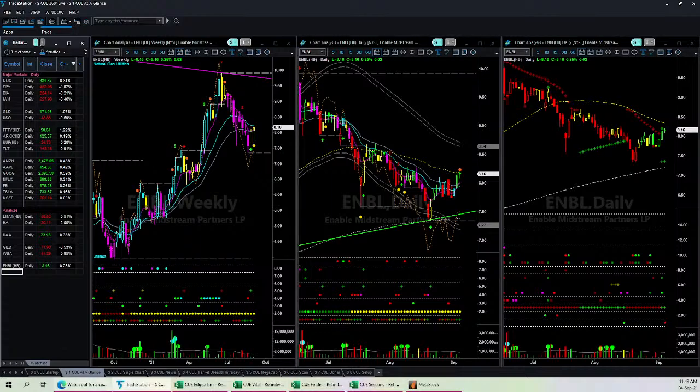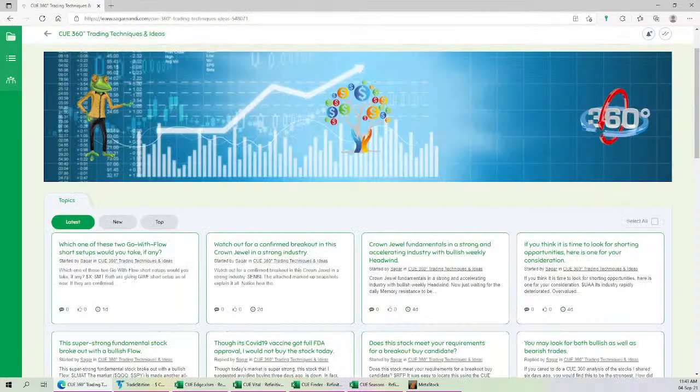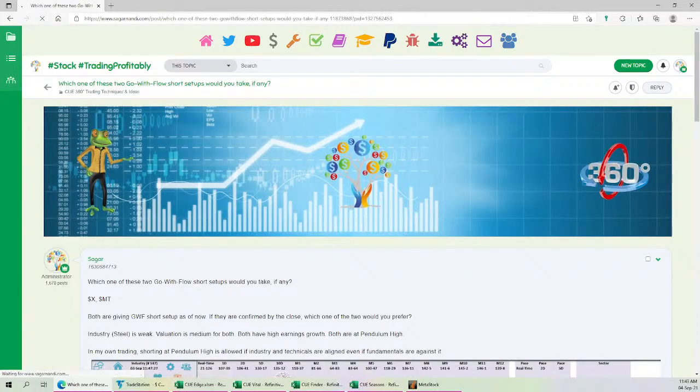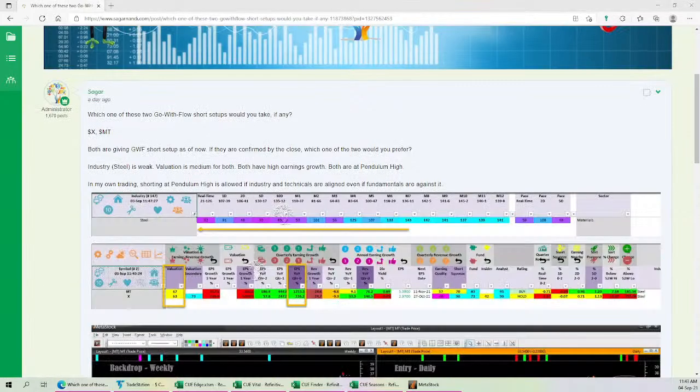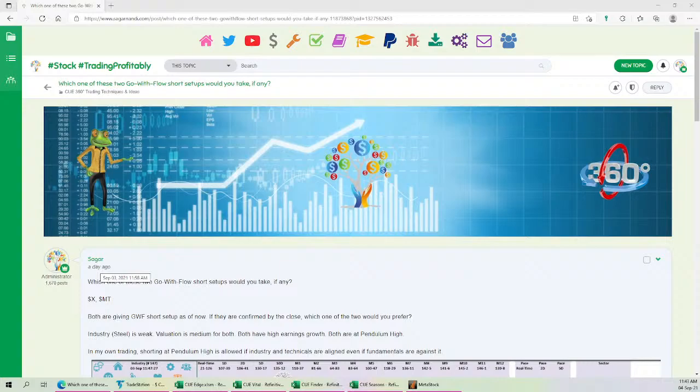Now on Friday, we saw that the market was weak, and I always have this tendency to align forces with the market. So on Friday, I was looking for possible bearish trades, and I shared this idea, actually a question: which one of these two go with flow short setups would you take, if any? Now I shared it 1 day ago on Friday, and if you check the time, 11:58 a.m. So again in the morning session, in the steel industry stocks, US Steel X and ArcelorMittal MT, we had to see if the go with flow setups were confirmed by the end of the day.